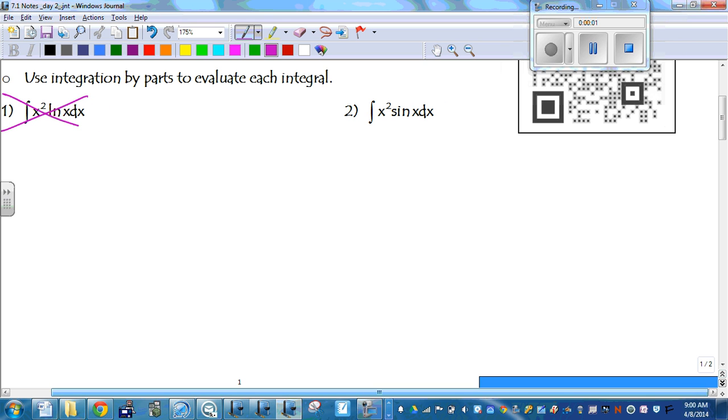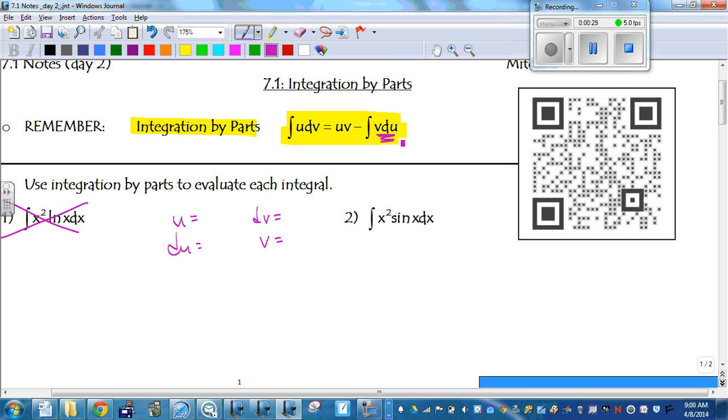For number 2, we've got the integral of x squared times sine of x dx. So we need to figure out what's our u, what's our dv, so that we can then figure out du and v. So x squared, sine of x, neither one's really harder than the other necessarily. What we want to look at, the big thing, is what we get for du and v, because those are going to end up inside the integral, right? From our formula, they're going to end up in here. So we want those to be as nice as possible to make it easy for us to do that antiderivative.